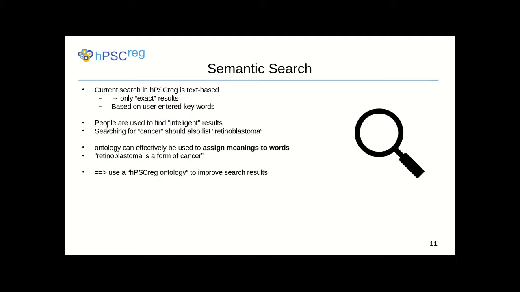And even more, people are currently used to finding more intelligent results than just exact results. So if somebody is searching for a cell line from a patient with cancer, he would also like to find cell lines from a patient with retinoblastoma, which actually is a kind of cancer. And since ontologies can effectively be used to assign meanings to words so that the computer knows that retinoblastoma is a form of cancer, I had the idea to use kind of an hPSCreg ontology to improve our search results. And as it doesn't make much sense to create a new ontology from scratch, I got in contact with the team of the Cell Line Ontology, and together with Oliver from the Cell Line Ontology, we decided to import the data from hPSCreg into the Cell Line Ontology.